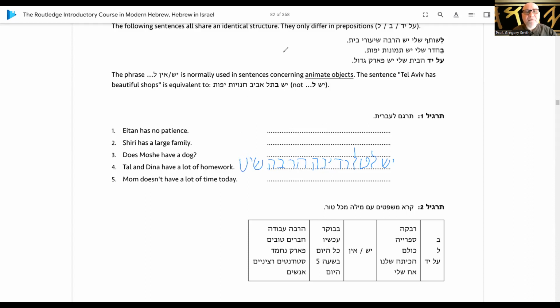Oh, we messed that one up. We should have an ayin here. There's a shuruk there. Shiurei, and then bayit. יש לטל ודינה הרבה שיעורי בית. Yeah, shiurei bayit. Okay, so I think we should have this right here. I think this is the answer for Tal and Dina have a lot of homework.